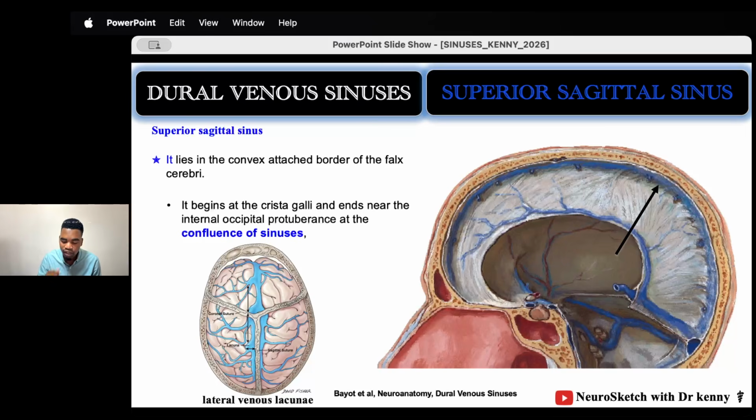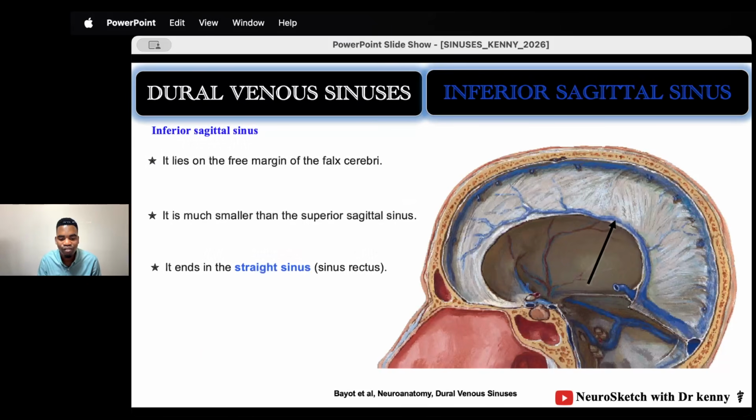Now, because of superior, we also have inferior. So let's discuss the inferior sagittal sinus. This is the inferior sagittal sinus, and it is running on the free border of the falx cerebri. The superior sagittal sinus is running on the upper border of the falx cerebri. Now, the inferior sagittal sinus is running on the inferior border, or the free border, of the falx cerebri. It's going to drain its blood into this sinus here, which is called the straight sinus. The inferior sagittal sinus is going to empty its blood into the straight sinus.